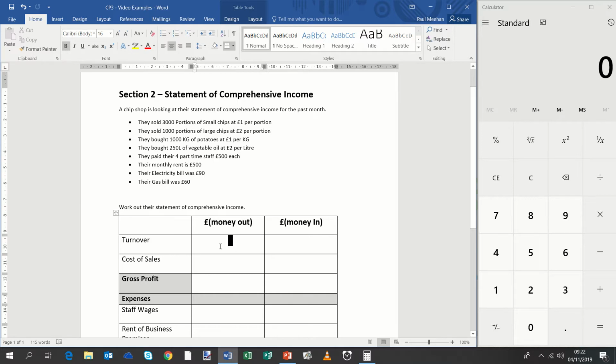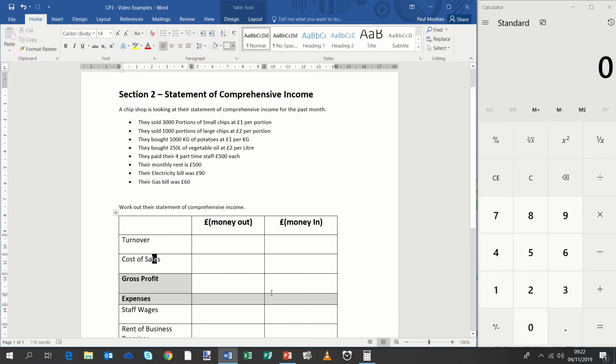So for example, turnover, which is money you're taking at the tills over a set period of time. So that's all the revenue they're making in a month, and it should go in the money in column, as should the gross profit, the money they're keeping once cost of sales has been removed. So that's how you lay this thing out. It's really important you get that format right.